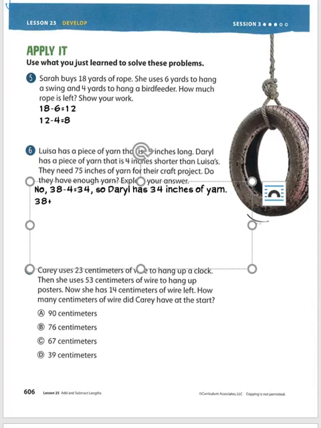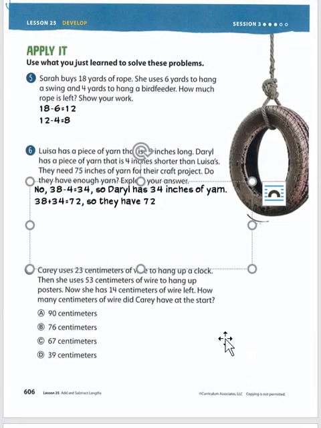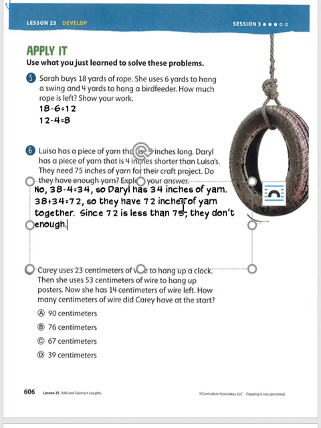38 plus 34 is equal to 72. So they have 72 inches of yarn together. Okay? Since 72 is less than 75, they don't have enough, right? Because this number, 75, is bigger than 72. So they don't have enough.